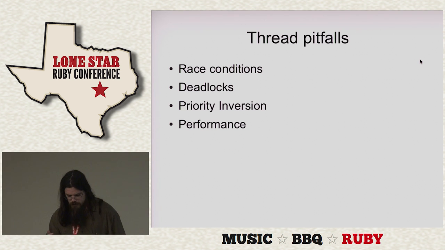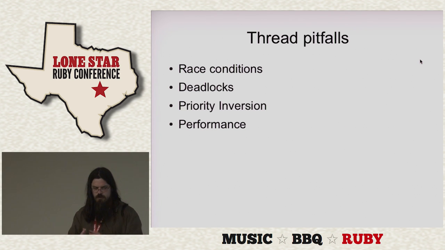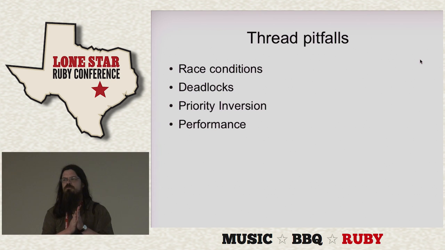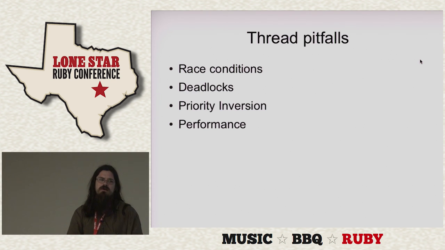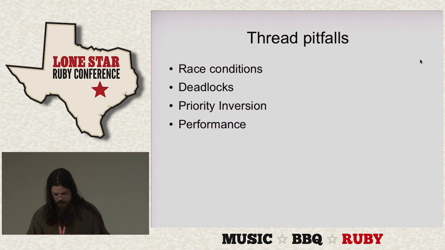So the final pitfall for threaded programming is performance. Now, we think about threads as something you use to increase the performance of your system, right? Use multiple cores on those languages that support it, or do things in the background while you're waiting for I/O. So why would there be performance problems?